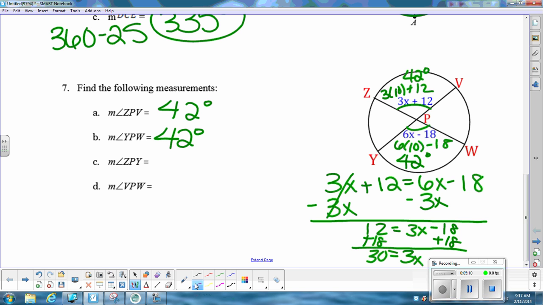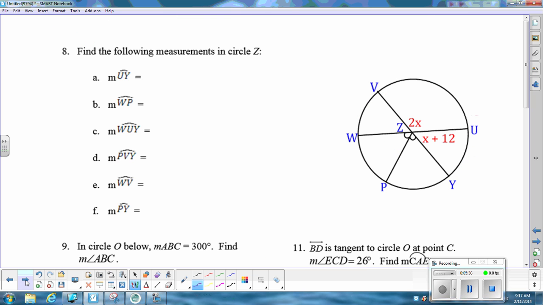So then if we look at the next angle, I'm going to outline in purple, ZPY. What makes a line with either of the 42-degree angles? So 180 minus 42, and we get 138 degrees. So both of these are 138 degrees. This time we were just dealing with the angles in our circle. So that's it. The next page.